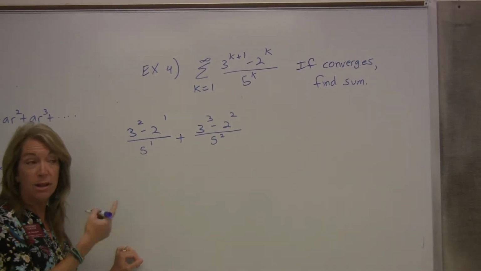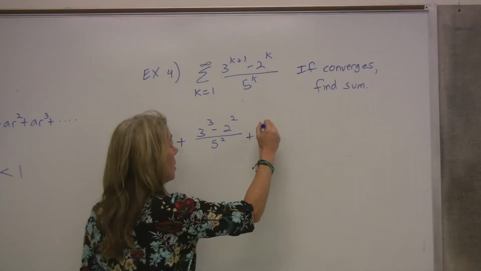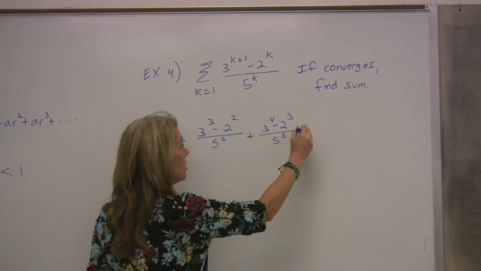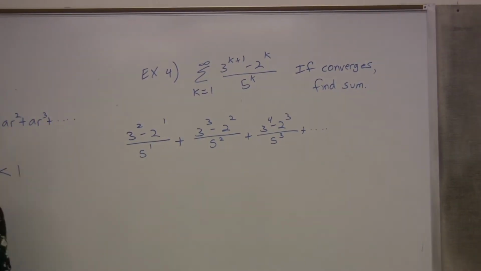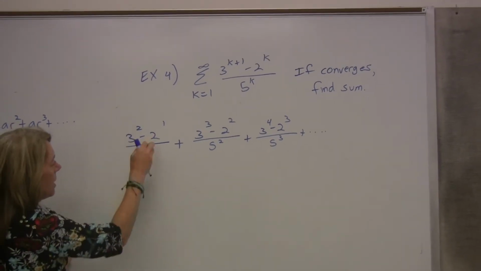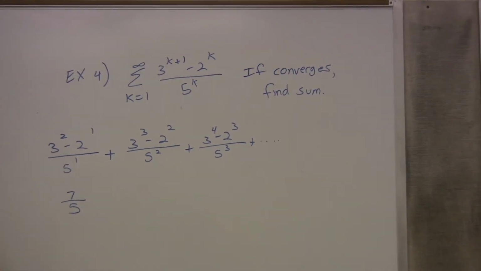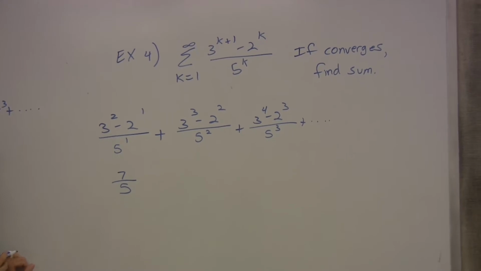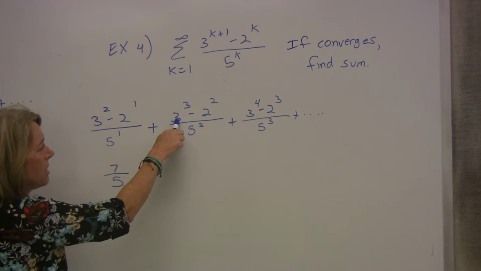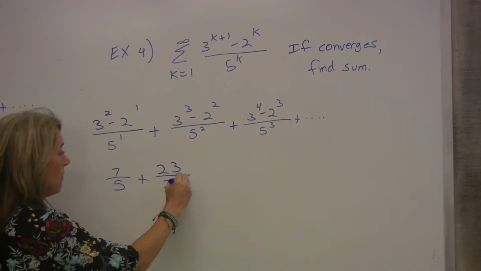I plugged in 1, I plugged in 2, now I'm going to plug in 3. So that's 3 to the 4th minus 2 cubed over 5 cubed. There's the first 3 terms. I'm going to simplify those and see if I can figure out. 9 minus 2, this is 7 over 5. Someone's going to correct me if I make an algebra mistake, right? 7 over 5 plus 27 minus 4, 23 over 25.